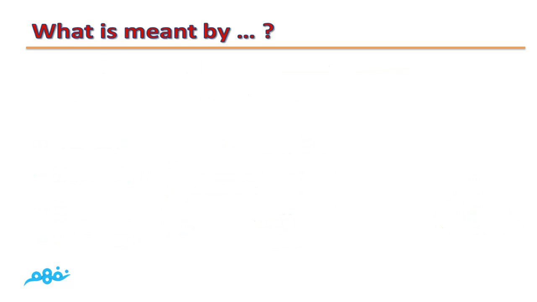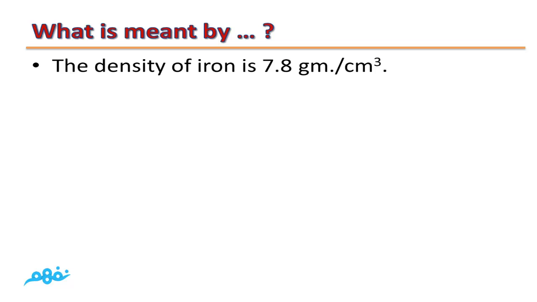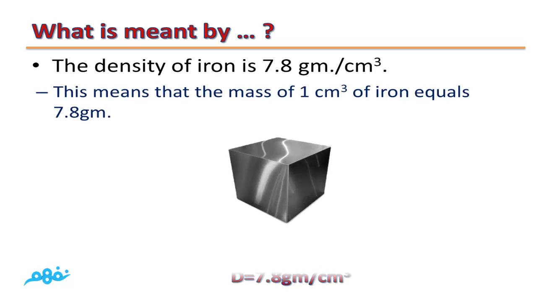We have a question here. What's meant by the density of iron is 7.8 gram per cubic centimeter? To answer this question, all we have to write is the definition of density. This means that the mass of 1 cubic centimeter of iron equals 7.8 gram. To explain it more, suppose that we have a cubic box made of iron. If its volume is 1 cubic centimeter, its mass will be 7.8 gram, because its density is 7.8 gram per cubic centimeter.